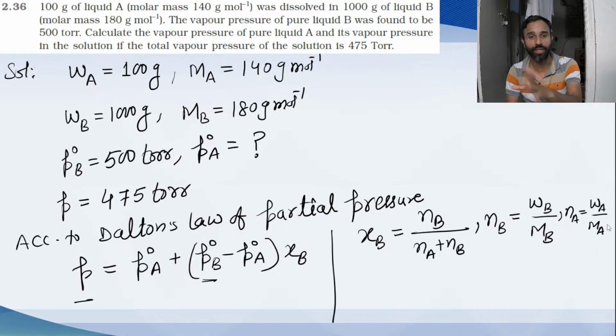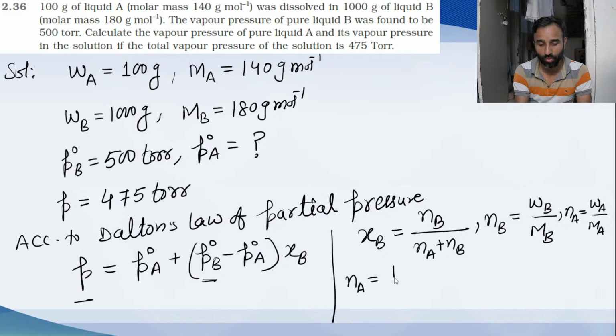WA and WB are given to us. WA is 100 gram and WB is 1000 gram. They are given. But MB and MA are also given. So go back now. Calculate NA. NA equal to 100 over 140. 100 divided by 140 is 0.714.